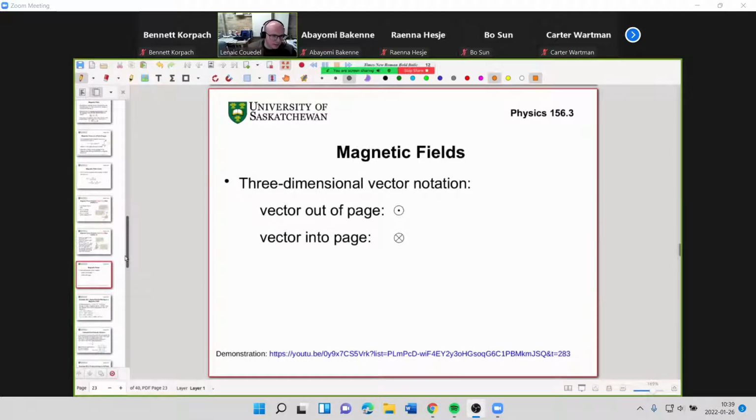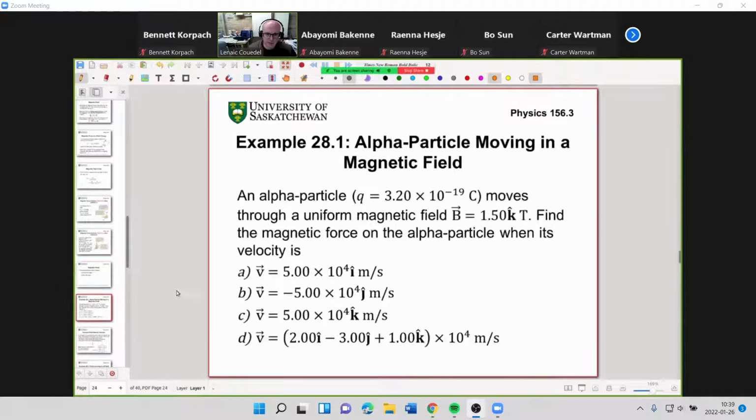So now let's do some classic example. Let's try to calculate what would be the magnetic force on an alpha particle moving in a magnetic field. An alpha particle is just the nucleus of a helium atom, so it has 2 protons and 2 neutrons.